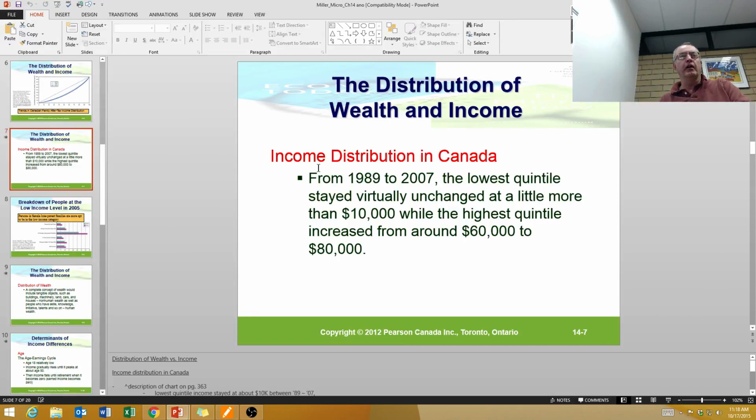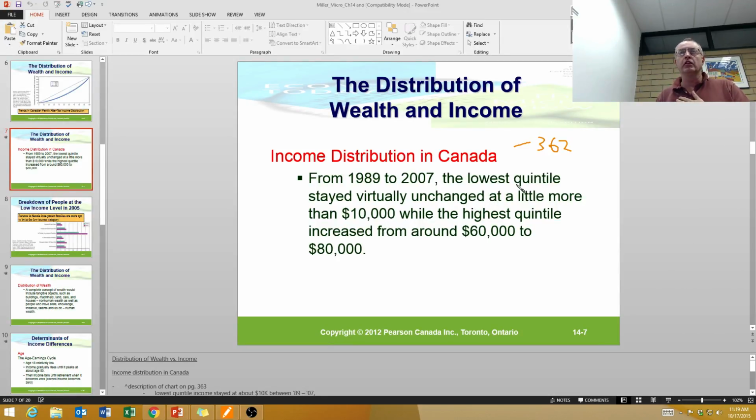Okay, so the bottom line for the Lorenz curve is that even though it does give us a measure of unequal income distribution within society, it might not be the most accurate measure. Okay, so now this little description corresponds to a chart on page 363 in the book, and it describes the income distribution in dollar terms.